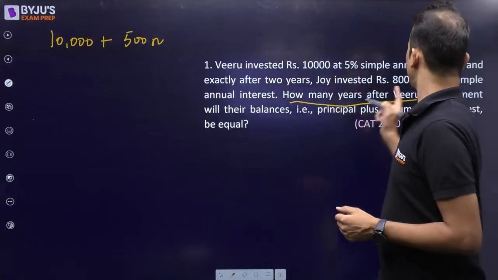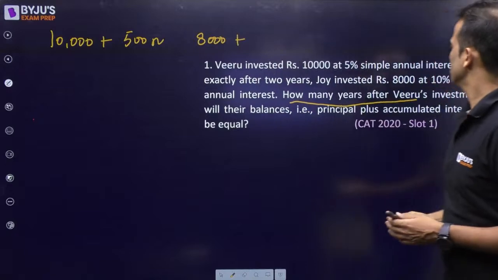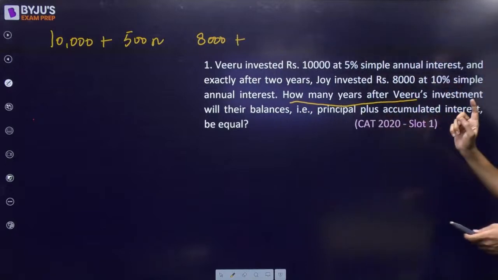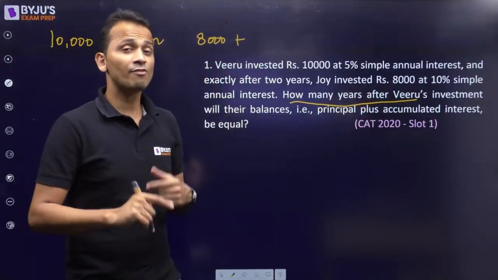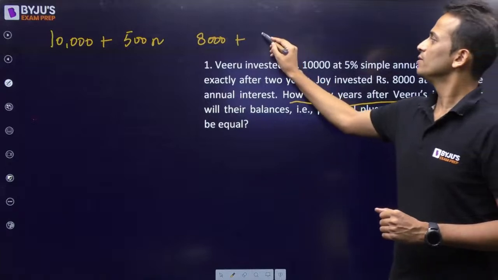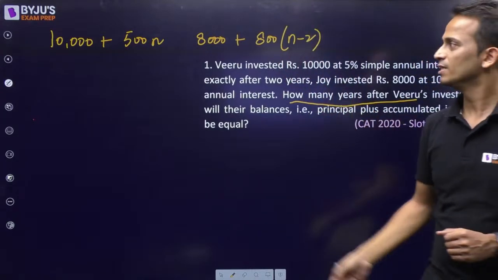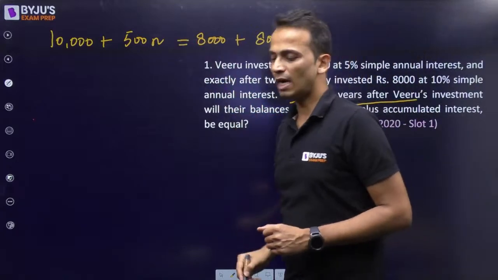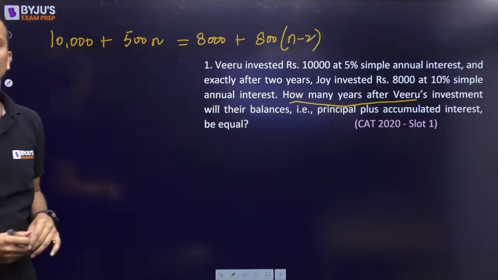So principal for Joy is 8,000 plus the rate of interest is 10%. So for 1 year, 10% of 8,000 is 800. And for n minus 2 years, the total interest will be 800 multiplied by n minus 2. All right. Now, for both of them, the amount is equal. I can equate this and can get the value of n.